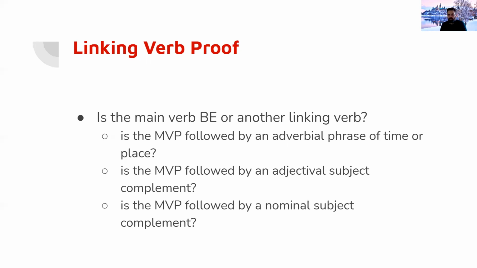Or is the main verb phrase followed by an adjectival subject complement? For example, he is very kind. Okay, kind is describing him. It's an adjective. Or instead, is that complement a nominal or a noun phrase? He is a police officer. Okay, police officer is him. That's a descriptor. So in both the adjectival or nominal subject complement, that's when we see that slanted line that comes after the linking verb with the adjective or the noun phrase that is describing the subject.